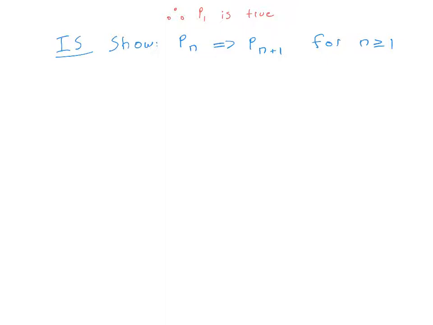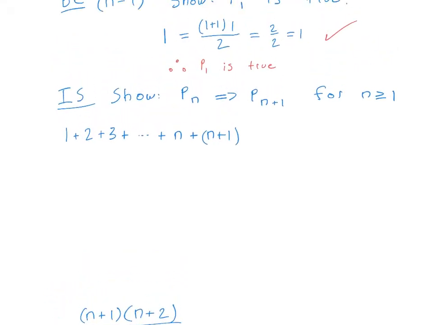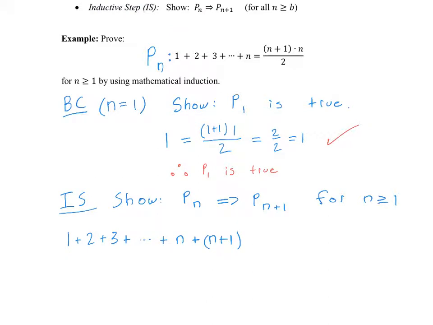I want the left-hand side to be 1 plus 2 plus 3 plus dot dot dot all the way up to n and n plus 1. What I'd like to do with that expression is get it to equal n plus 1 multiplied by n plus 2 all divided by 2. Notice what we've done is taken the original equation and replaced, everywhere we saw n, we replaced it with n plus 1.